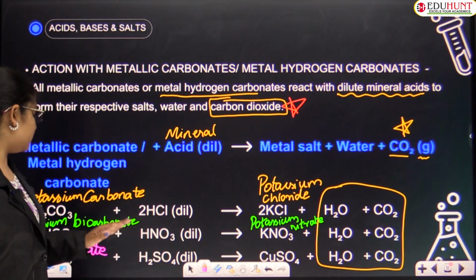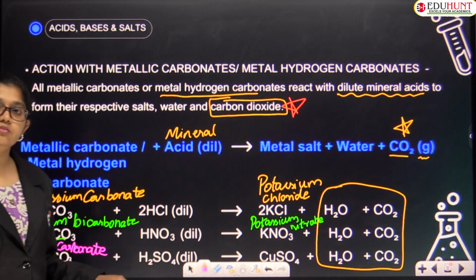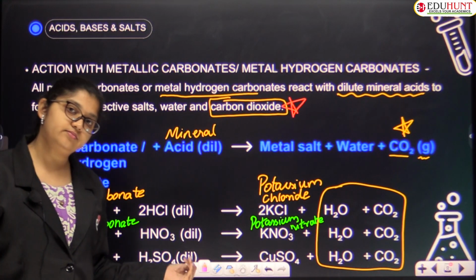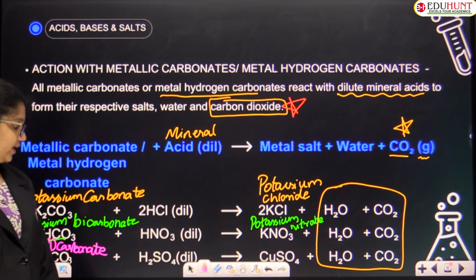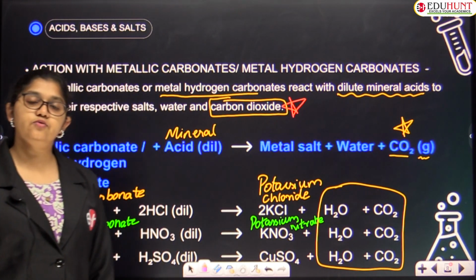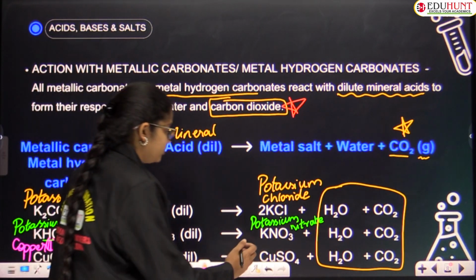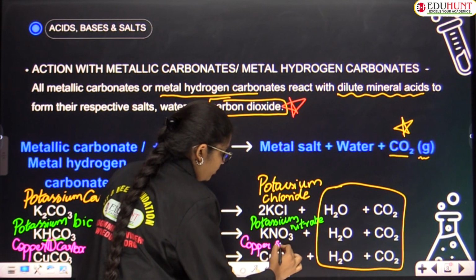Okay. Now, H2SO4 you know already. What is this H2SO4? You know it already, right? What is that? Very good. Sulfuric acid, dilute sulfuric acid, giving rise to CuSO4. What is this CuSO4? Copper sulfate. Very good. Copper sulfate.